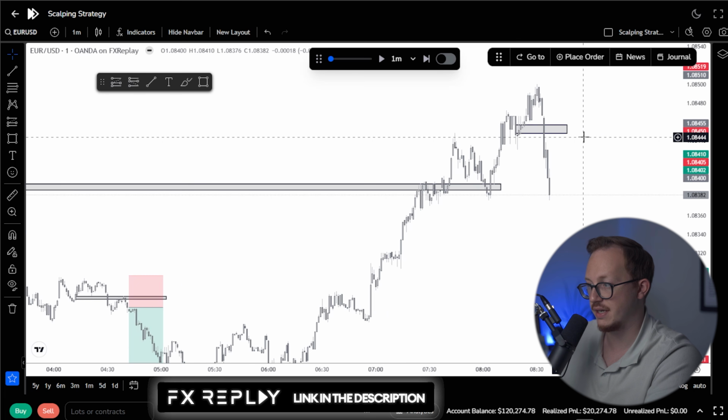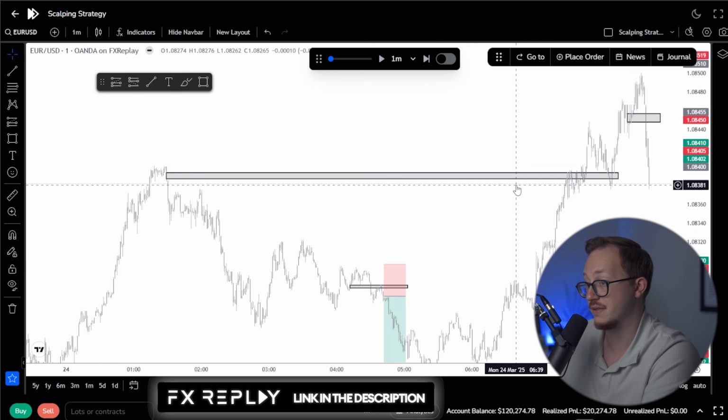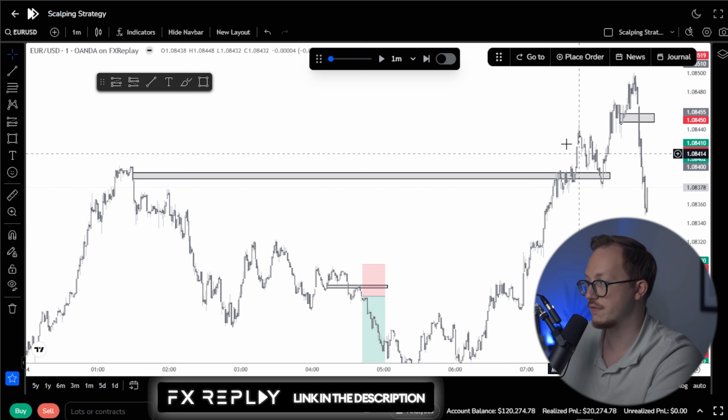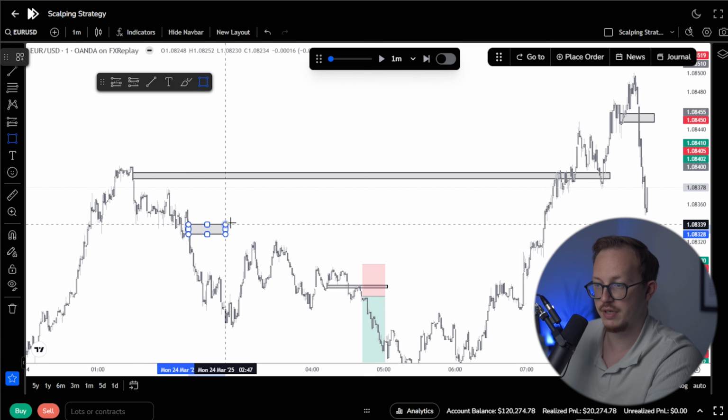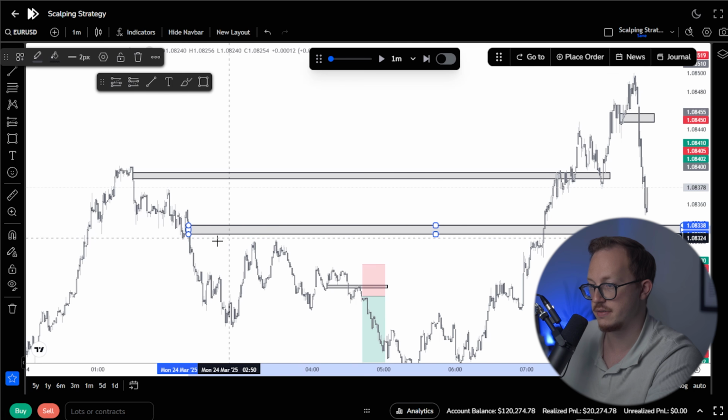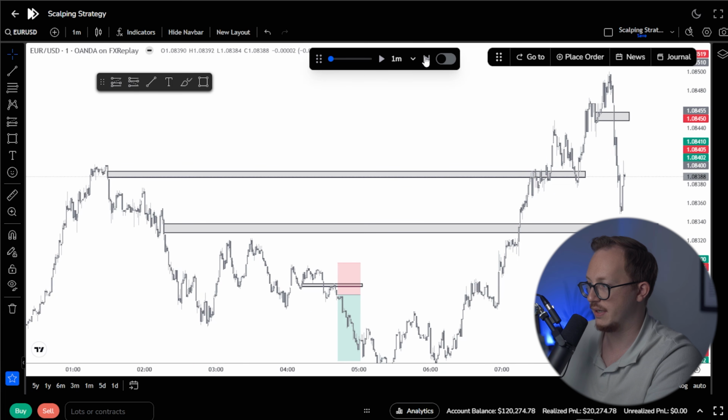I stick with the bias that I have from the morning, and I basically just wait. As you can see, we have no inverse value gaps right here. We do have a couple right here. I think I only want to be looking at this one, as this one has been untapped. The other ones have been used a little bit, but let's see.